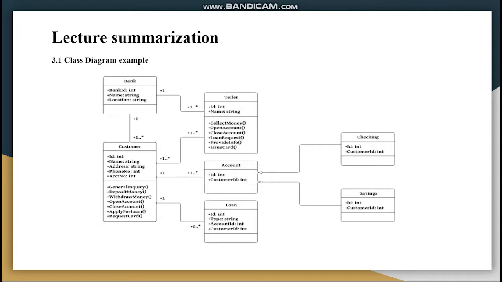So this is a class diagram example. You can see this is an example of a bank and the customer.